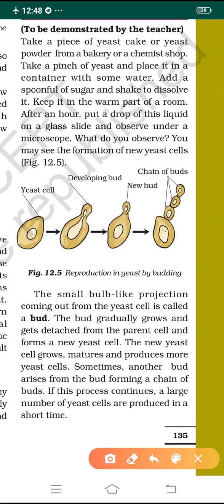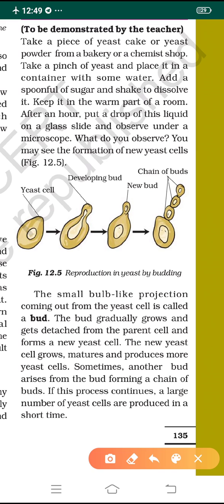After 1 hour, we have to put a drop of this liquid on a glass slide. Whatever solution you have made with a pinch of yeast and a spoonful of sugar, shaken with water, take a little drop of it on a glass slide. When the regular class starts, I will explain what a glass slide is and why it is used. It is available in the science lab, and you have to place it under a microscope and observe it.